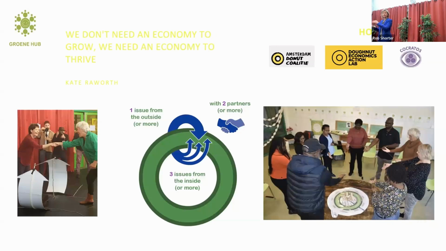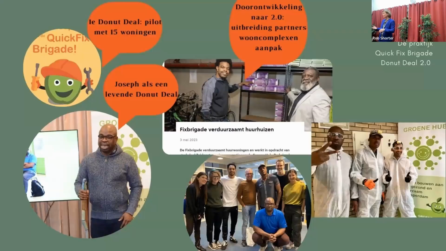And from there, yeah, you can go to the next slide. We found many ways to form all kinds of self-organized circles. One of the circles is the quick fix. You've seen the quick fix team here. There's Juan, there's Joseph, there's Aman.